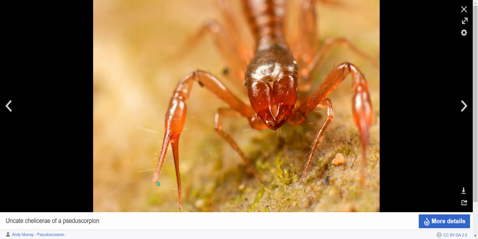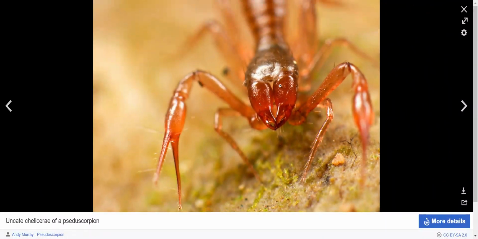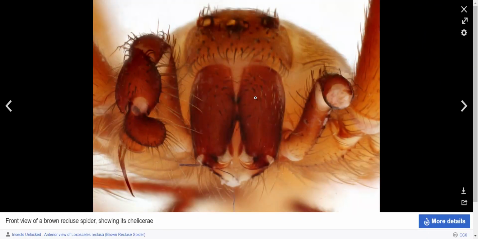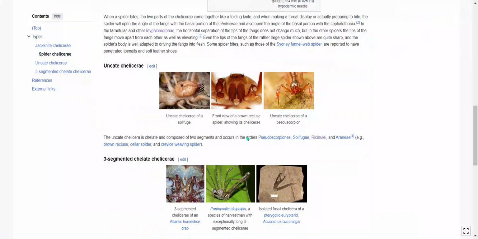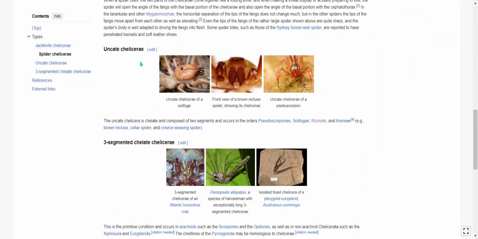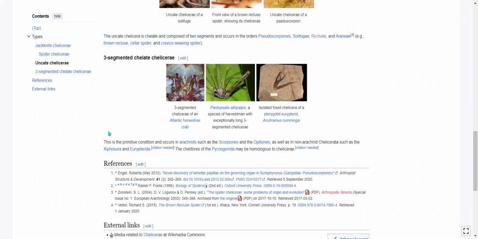The chelicerae of a pseudoscorpion. Again, you can see here the claws. And these are all supposed to have glands, so I guess this is the venom gland. And we don't actually get much information on the uncate chelicerae. Going on then to the three-segmented chelate chelicerae. This is the primitive condition.